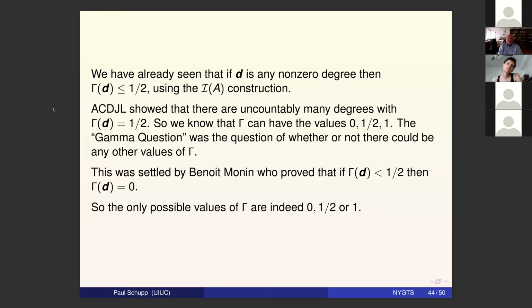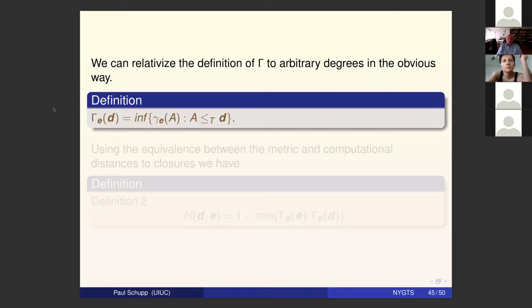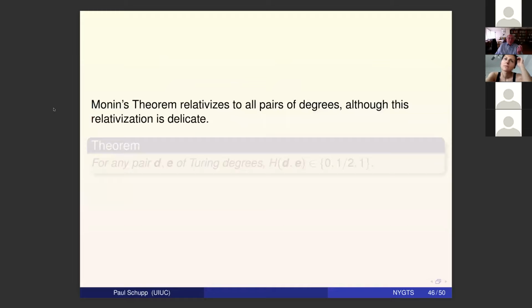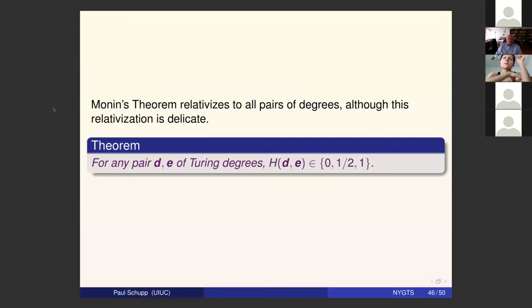Now, we can relativize capital gamma to every degree, subscripting gamma by E. And using the equivalence between metric and computational distances to closures, what we have is that the Hausdorff distance between two degrees is 1 minus the minimum of gamma D of E and gamma E of D. So Monin's theorem relativizes to all pairs of degrees, although this is a rather delicate relativization. Fortunately, Carl is a master computability theorist. So the theorem is true that for any pair D and E of degrees, the Hausdorff distance is either 0, 1 half, or 1.